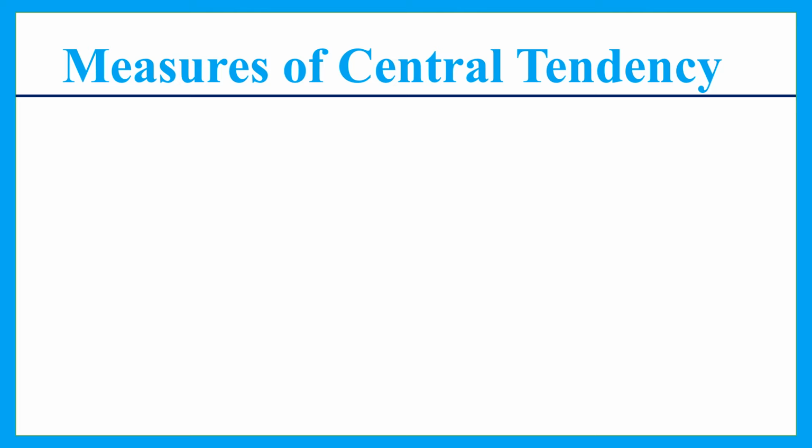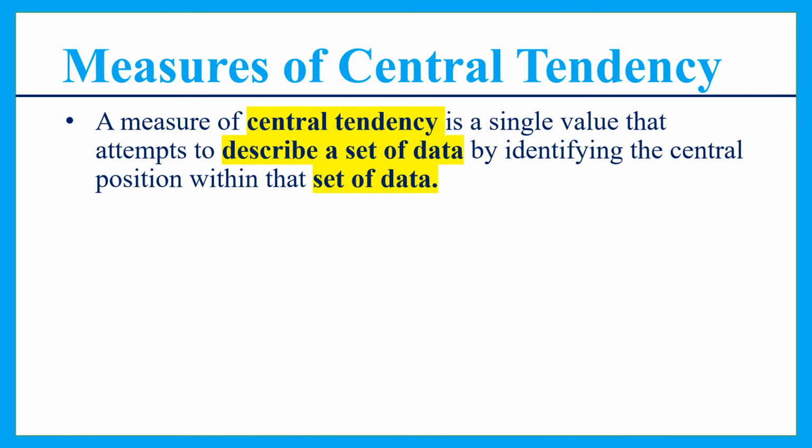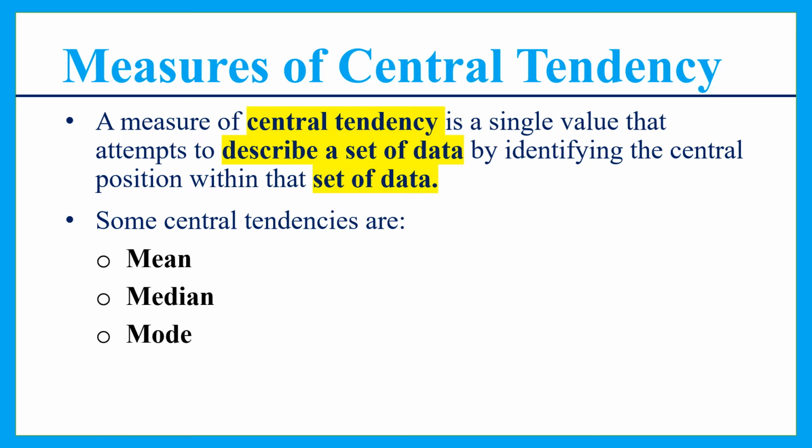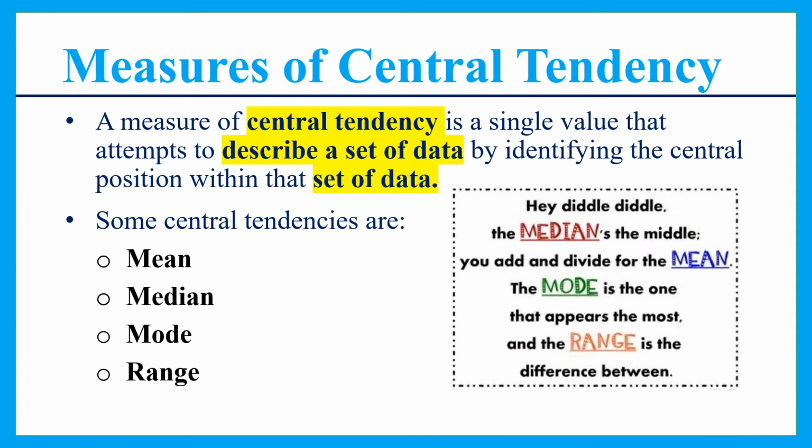Measures of central tendency. A measure of central tendency is a single value that attempts to describe a set of data by identifying the central position within that set of data. Some central tendencies are mean, median, mode, and range. The image on the right is a short song that will help you understand the different types of central tendencies.